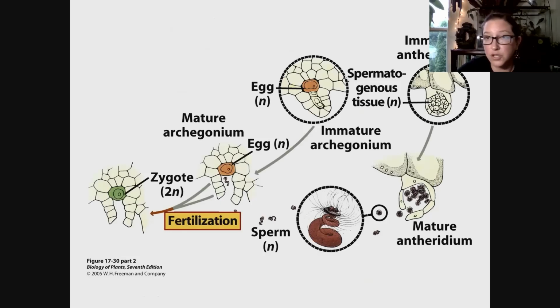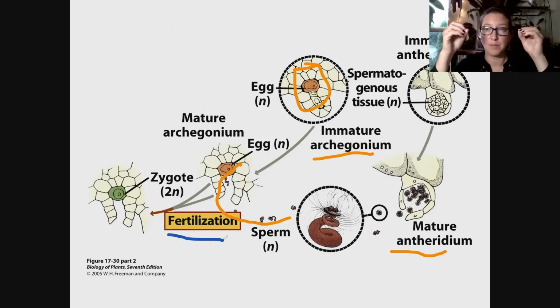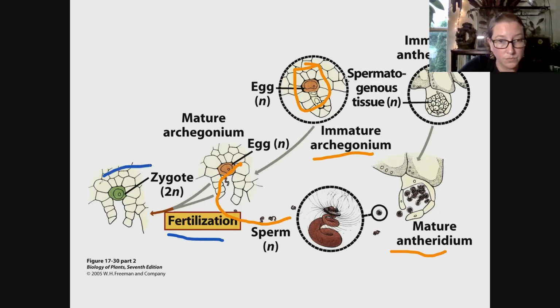This should be coming quicker now because we've covered it so many times. Eventually, the sperm will be made in the antheridium. The egg will be inside of the archegonium. Eventually, the sperm and egg are going to fuse. Here, sperm is swimming to the egg. And when that happens, that's the process of fertilization: sperm, haploid; egg, haploid; zygote, diploid. Right there.